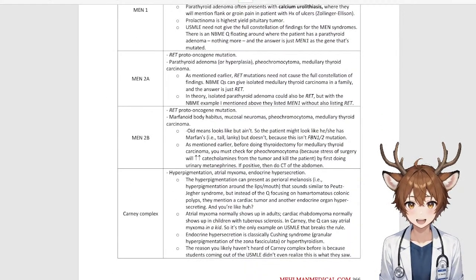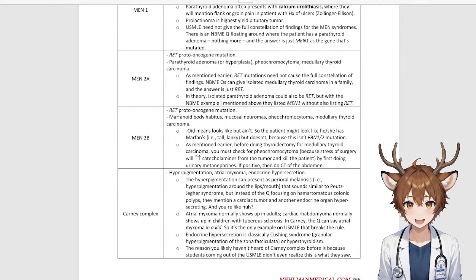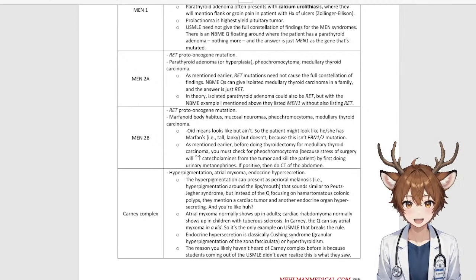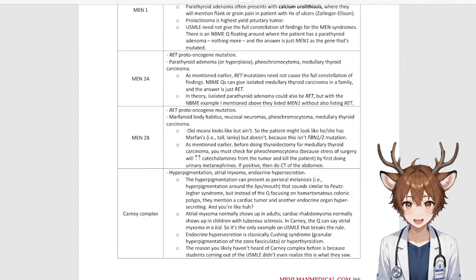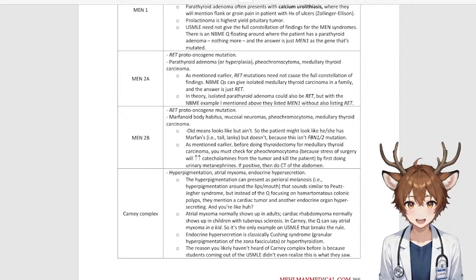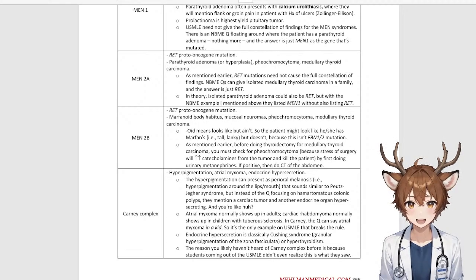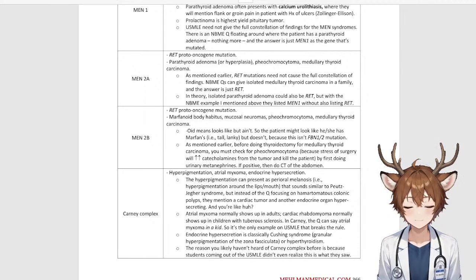Carney complex. Hyperpigmentation, atrial myxoma, and endocrine hypersecretion. The hyperpigmentation can present as a perioral melanosis, that is to say, hyperpigmentation around the lips and the mouth. This sounds similar to Peutz-Jeghers syndrome, but instead of the question focusing on hamartomatous colonic polyps, there is mention of a cardiac tumor and other endocrine organs hypersecreting, and you're like, huh? I wonder what that could be.